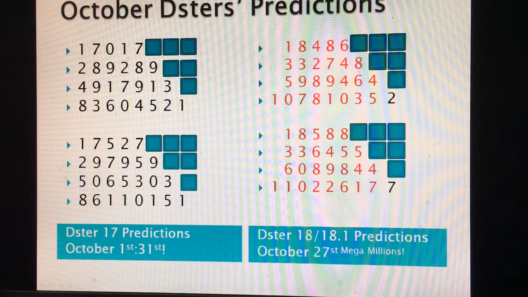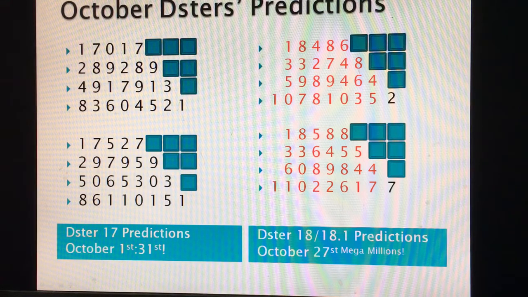Phase 2 is using 2 D-Stars, 18 and 18.1. The D-Star on the left is October 1st on the top one, and October 31st on the bottom one. These are used to predict, a method used to predict Pick 3 and Pick 4. You can use it for Mega Millions if you want, or Powerball. But I like D-Star 18 and 18.1. So the top one is D-Star 18 and the bottom one is D-Star 18.1, predictions for October 27th Mega Millions.